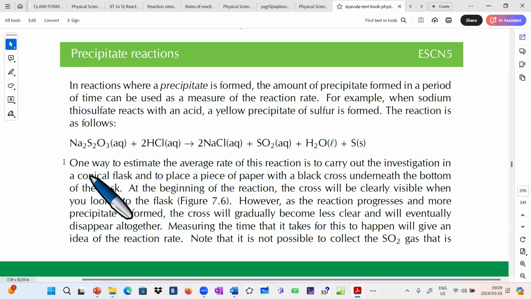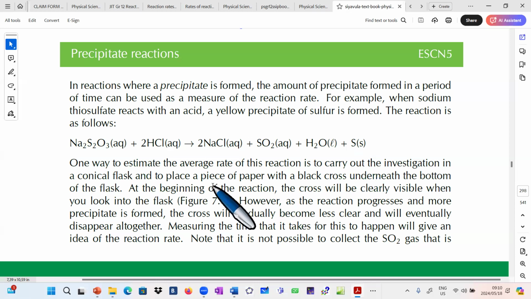All right, one way to estimate. So let's just discuss this chemical reaction a little bit. You're taking sodium thiosulfate, in aqueous state, and you react it with HCl, hydrochloric acid, in aqueous state. What are the products? All right, you can see that the products are sodium chloride, sulfur dioxide, and water, with sulfur as a solid. So you take two substances both in aqueous state, and you have sodium chloride in aqueous state, sulfur dioxide in aqueous state, water in liquid state, and also you have your sulfur as a solid.